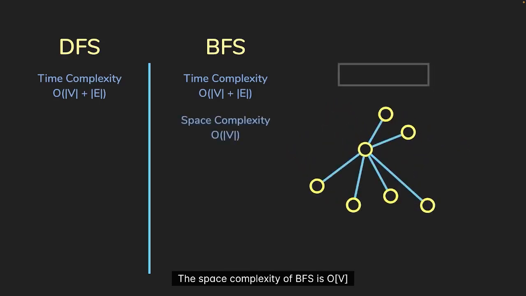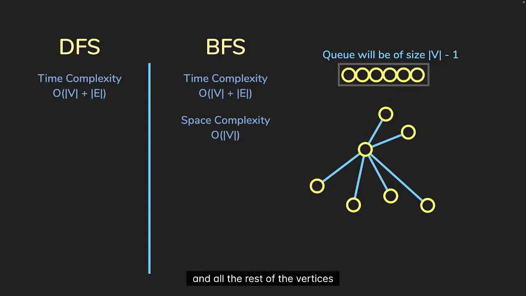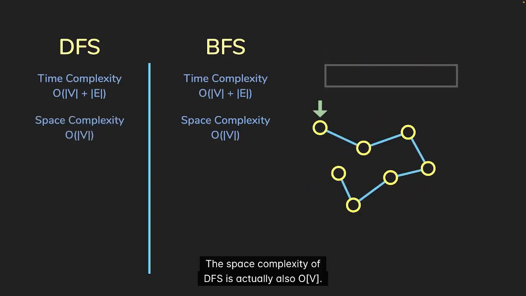The space complexity of BFS is O of V because worst case scenario, you have one vertex and all the rest of the vertices are connected to that one vertex. So your queue is going to be size V minus 1, hence O of V. The space complexity of DFS is actually also O of V.